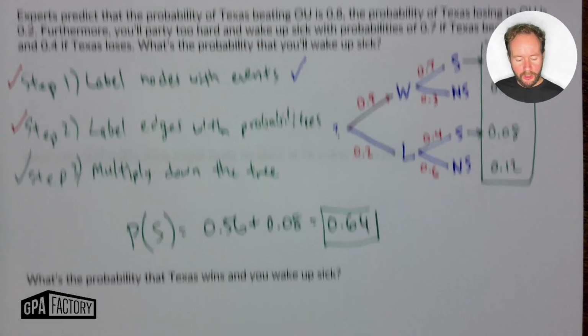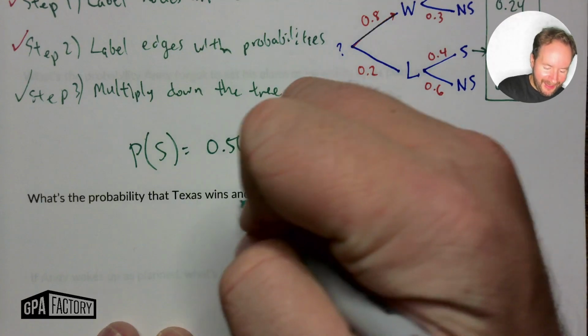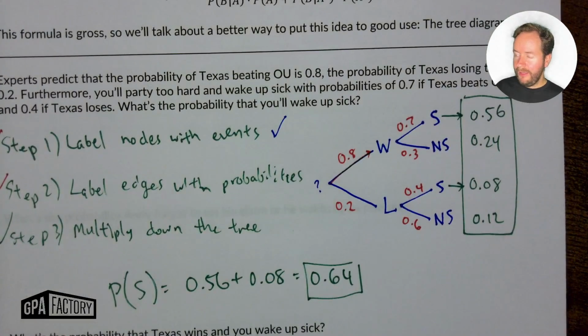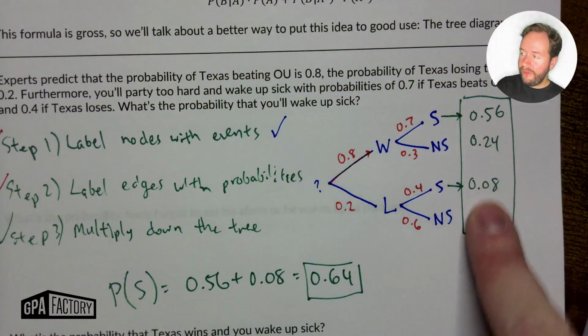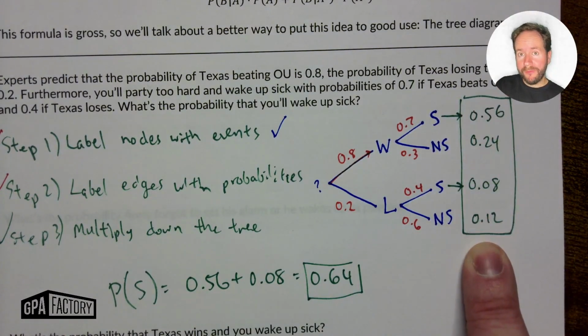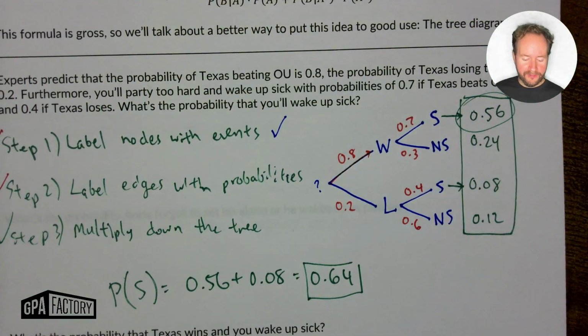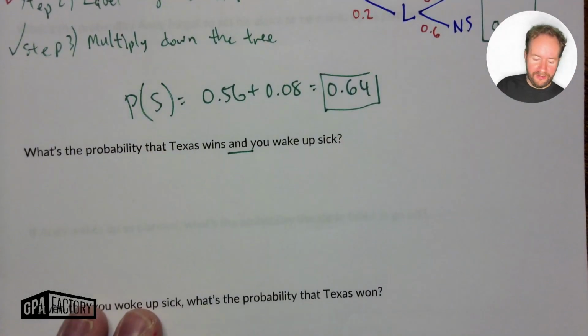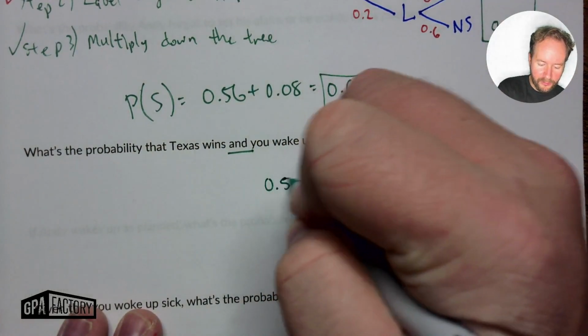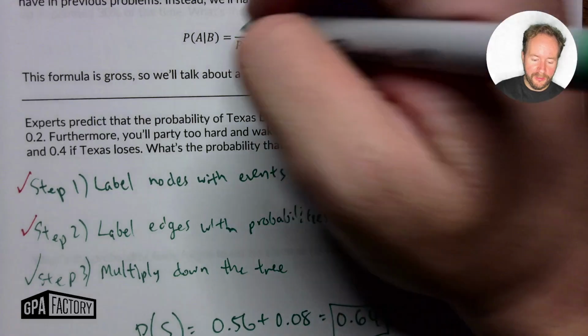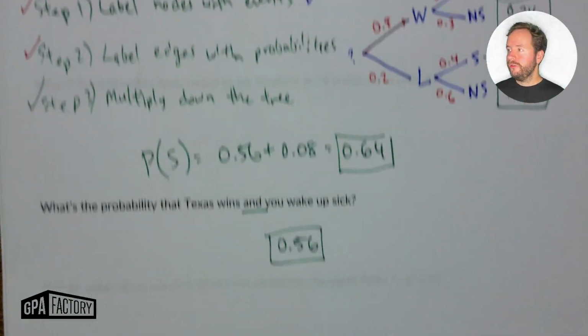Next question. What's the probability that Texas wins and you wake up sick? Now, I don't want you to think I need to multiply because I said the word and. I just want you to go back and look at the table of values that we had. And I want Texas wins and you woke up sick. Well, of these four values, the only one where you woke up sick and Texas won is the 0.56 here. So we're going to put that as our answer to this next question. So Texas wins and you woke up sick. Notice how I'm only just using the tree diagram. You're going to think, oh my God, I'm not even using this disgusting formula. Yeah, screw this guy. This guy sucks. Tree diagram is the way to go.